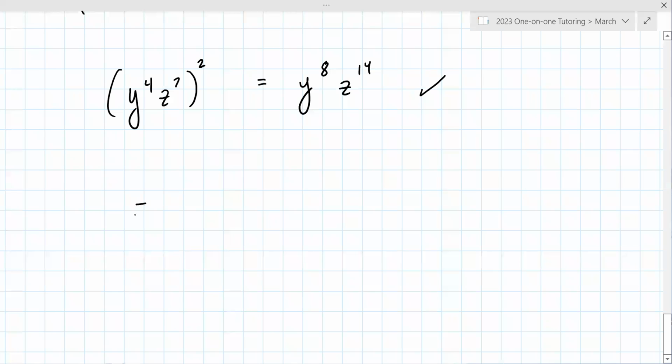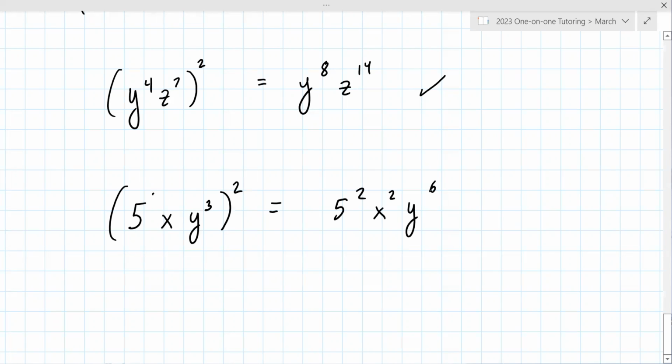How about 5x y to the third, squared? It would be 5 squared, x squared, y to the 6th. Good. Anything else you want to do here?